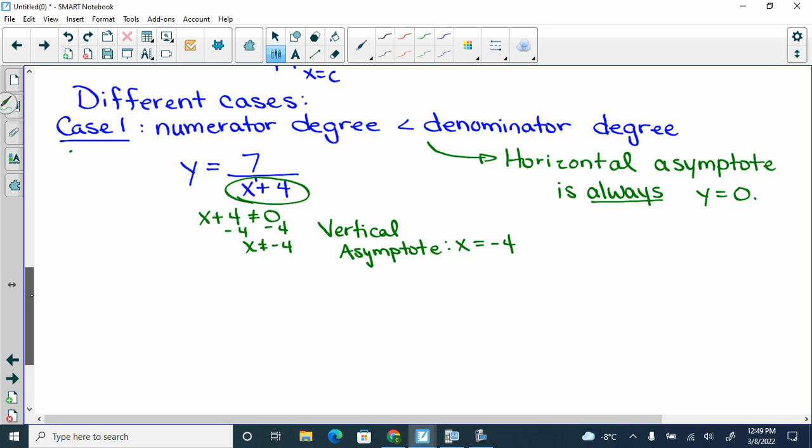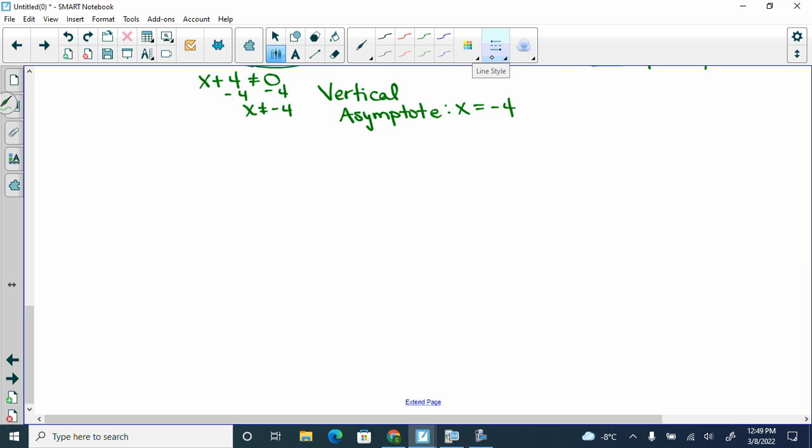Then we're going to do case 2. I don't know why it keeps moving on me.